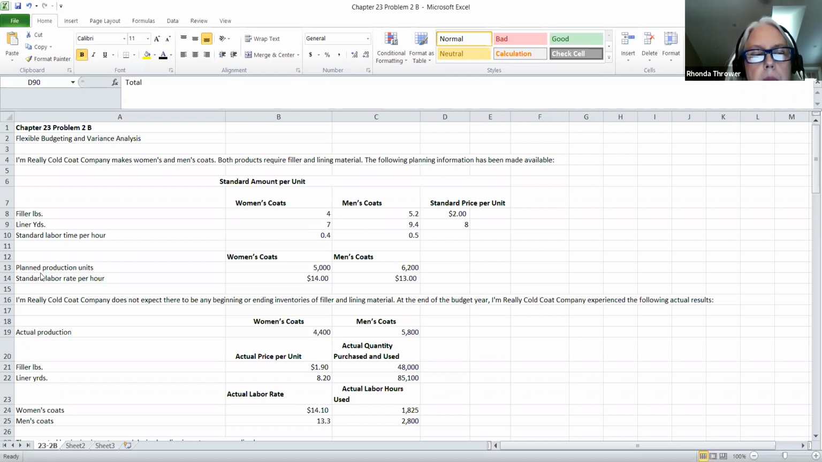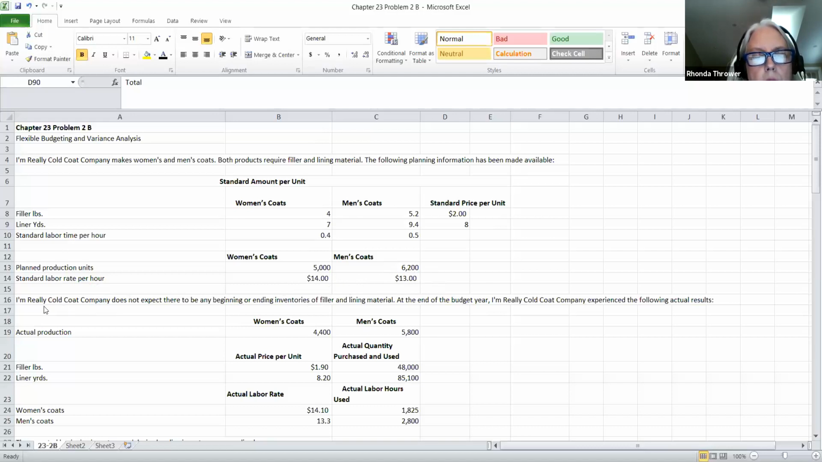We also have budgeted our planned production, which is going to be 5,000 planned units for women's coats, 6,200 for men's coats. They've also given us a standard direct labor rate per hour for the women's coat. The budgeted amount, the standard amount, is $14. For the men's coat, it's $13.